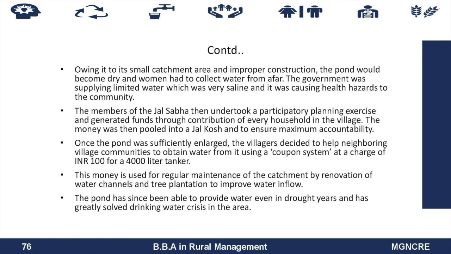Once the pond was sufficiently enlarged, the villagers decided to help neighboring village communities to obtain water from it using a coupon system at a charge of rupees 100 for a 4,000 litre tanker. This money was used for regular maintenance of the catchment by renovating water channels and tree plantation to improve water inflow. This pond has since been able to provide water even in drought years and has greatly solved the drinking water crisis in the area.